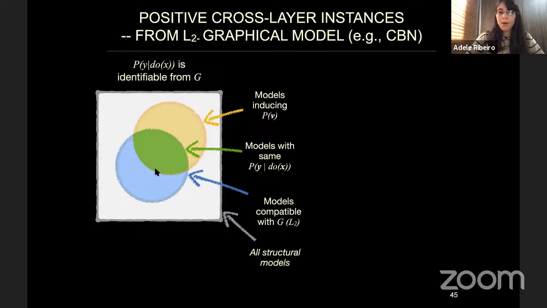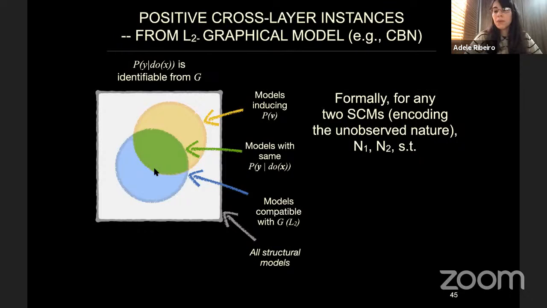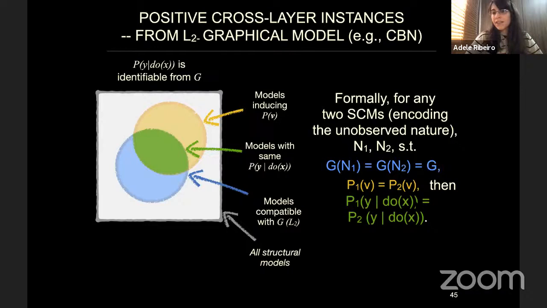More formally, this means that if we have two different models, encoding two different natures, two different underlying systems, and the graph corresponding to nature one and the graph corresponding to nature two are exactly the same, so the graph is shared, and the probability distribution that comes from model one and from model two are also the same, then the probability of y given do(x) coming from model one is equal to the probability of y given do(x) coming from model two, right? So I don't care what the true causal model is, because for all of them I will have the same answer.